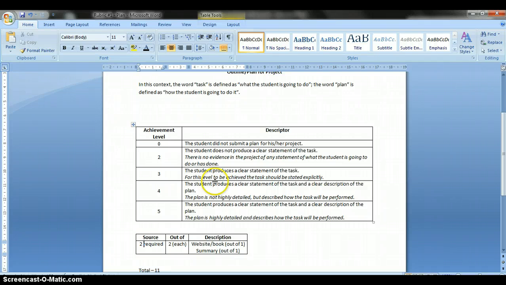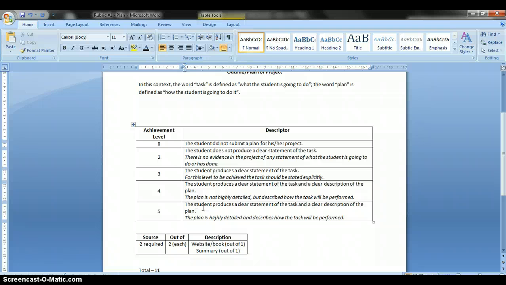So like I said, please read through this, see how you can get a 5 out of 5, and make sure you produce a clear statement of the task and a clear description of the plan. The plan is highly detailed and describes how the task will be performed. Your plan right here is what is being evaluated the most. Outline is just basically day-to-day operations, what you're going to be doing. However, within your plan, that's where everyone is going to be different. Everyone's outline should be relatively similar except for on experiment day.